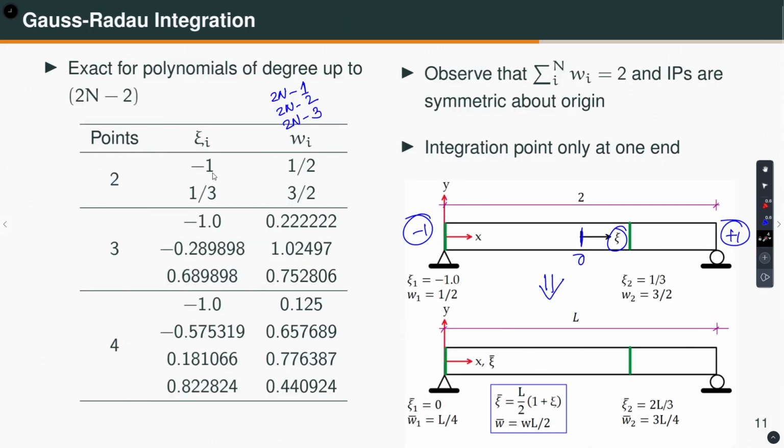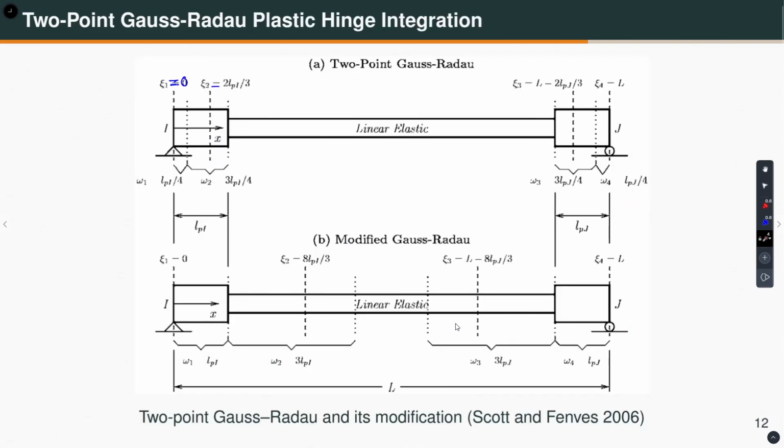How do I get that? Exactly this one, L by 4 and 3L by 4. So, this L is what I am saying, within this range I am using the 2-point Gauss-Radau. But the problem is that this entire plastic hinge now has 2 integration points. Our objective is to have only one integration point within the plastic hinge. So what they have suggested is a modified Gauss-Radau, modified in the sense of how you apply it. So instead of applying the 2-point Gauss-Radau over a length of LPI, what if I apply this 2-point Gauss-Radau over a length of 4 LPI, so 4 times the length of the plastic hinge.